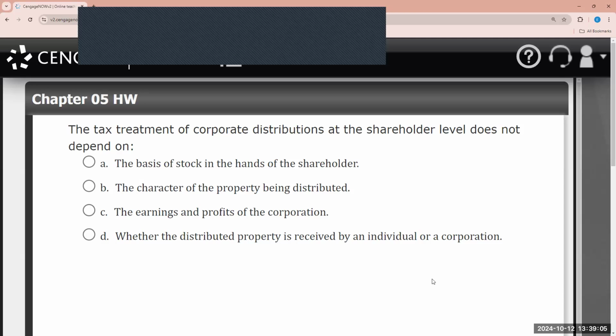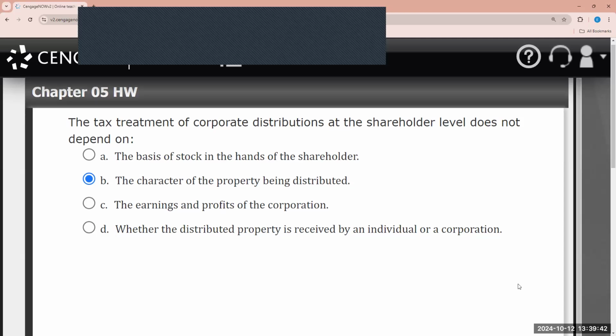C, the character of the property being distributed. That seems like a good answer choice, but let's go through all of them. B, the earnings and profits of a corporation. This definitely has an impact. And again, we need to distinguish between current earnings and profits as well as accumulated earnings and profits. So that is not the answer. D, whether the distributed property is received by an individual or a corporation. That does have an impact. So therefore, the correct answer is the character of the property being distributed. The character of the property that is being distributed does not have an impact on the tax treatment.